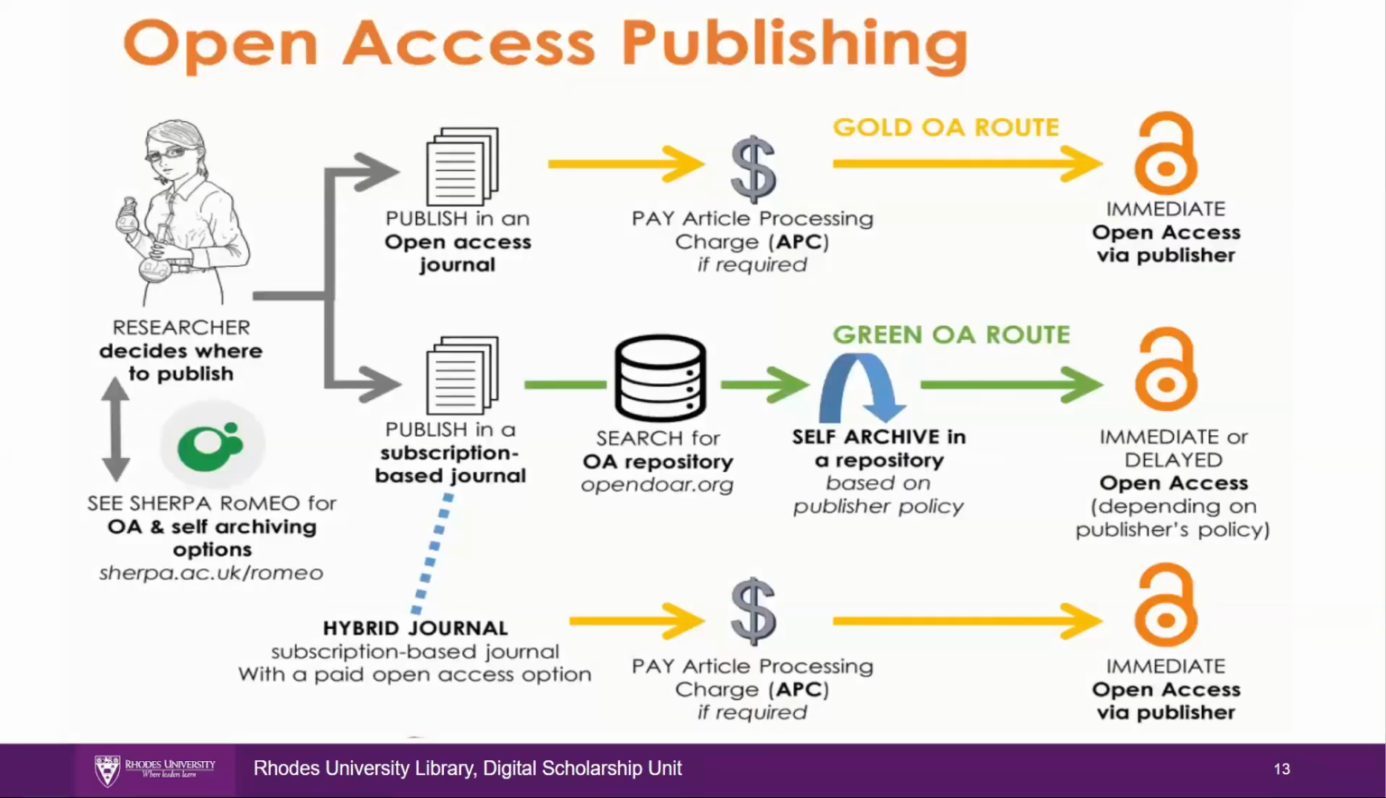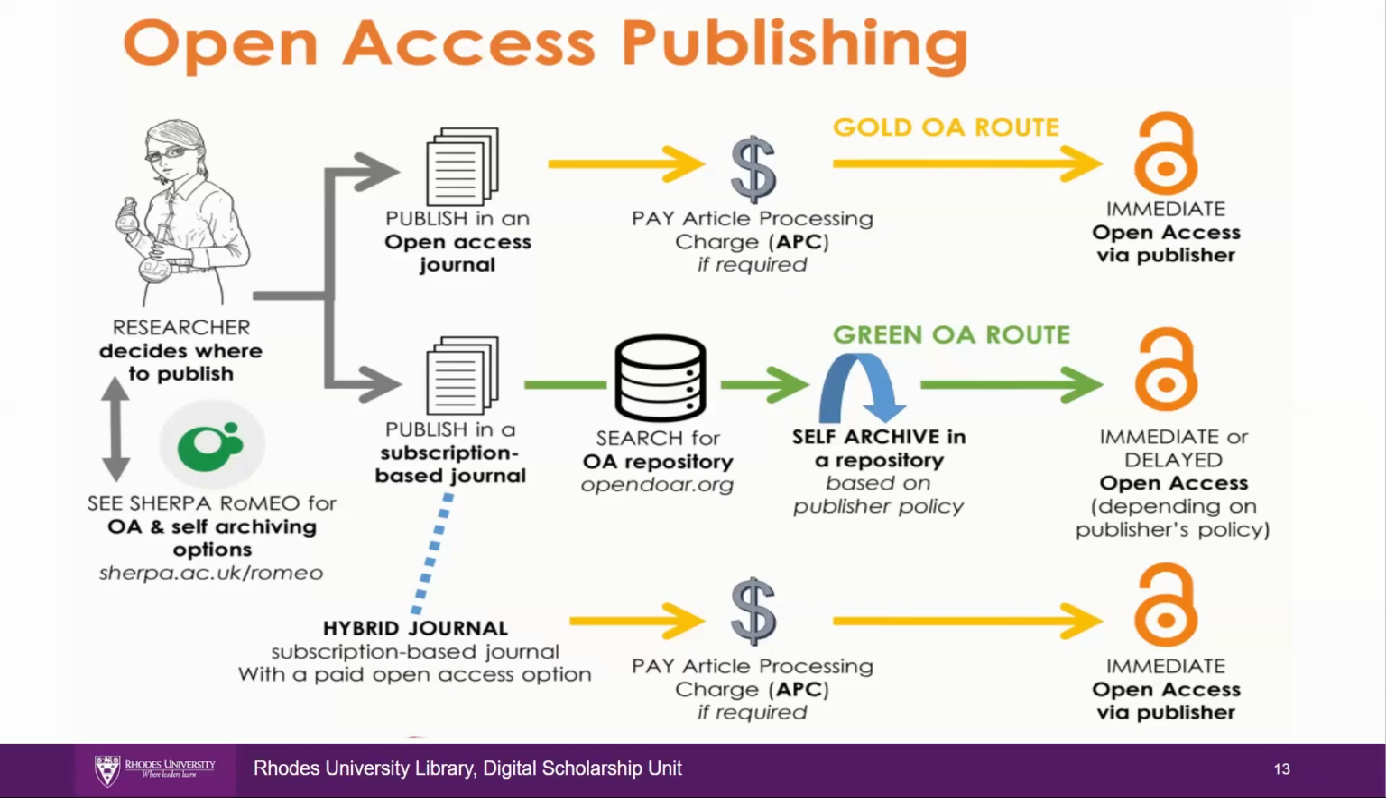So the next slide is also an infographic that simplifies the different publishing modules, with the first one being the gold route, where you choose an open access journal, and article processing charges are paid with Rhodes, which is managed by our research office. And then once those are paid, there's immediate access to the journal article.